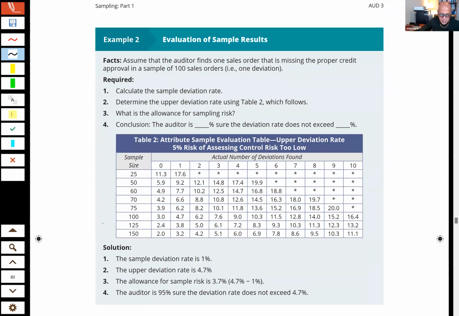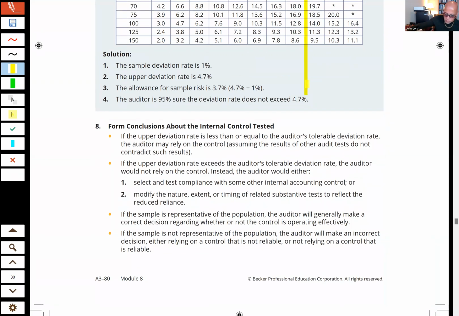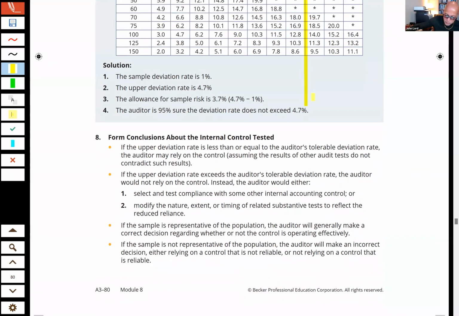And we say calculate the deviation rate if we have a sample size of 100 and we find one deviation. Now, guys, they threw away the 78. So they're saying, forget the 78. Now pretend that our sample is what? 100. Okay. So we have 100 items that we look for the sales approval on.